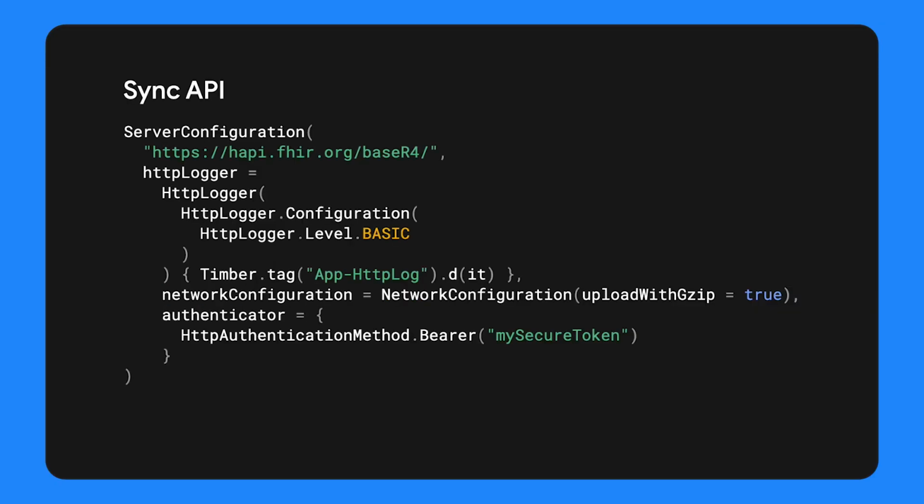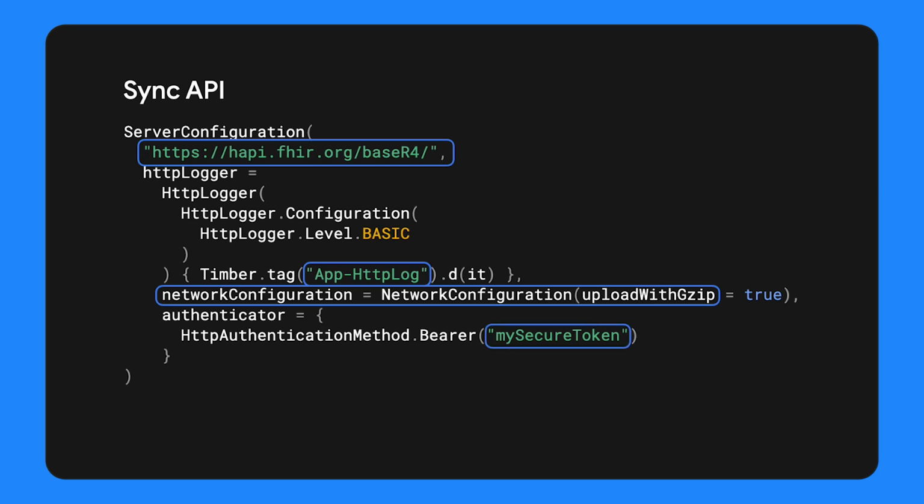Now, let's take a look at the sync API. To use the sync API, you first need to make sure the server configuration is provided when you initialize the FHIR engine. In this example, we have provided a base URL of the FHIR server, an HTTP logger, as well as network config to allow for gzip and authentication by bearer token.